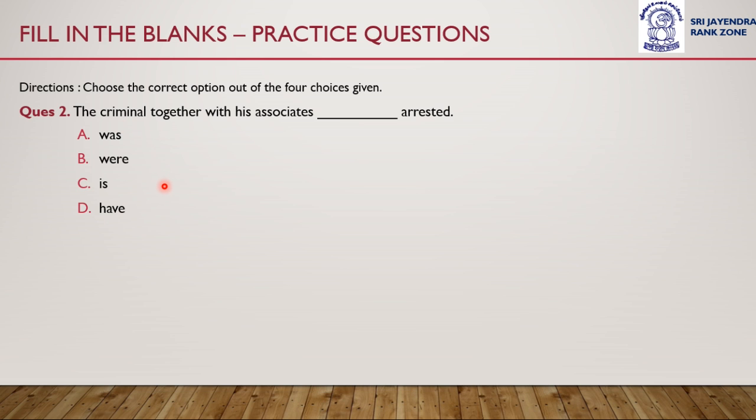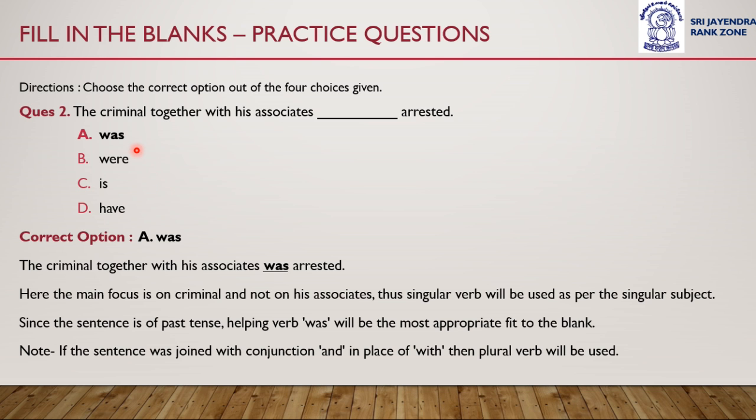The correct answer is option A. Option A is correct. That is, the criminal together with his associates was arrested. Okay, this is the correct sentence. Therefore, option A will fill in the blank. Here the main focus is on criminal and not on his associates. Thus, a singular verb will be used as per the singular subject. Since the sentence is in past tense, the helping verb was will be the most appropriate fit for the blank.